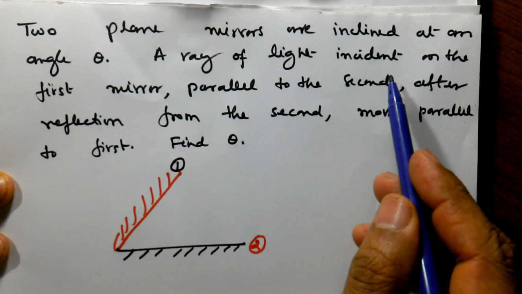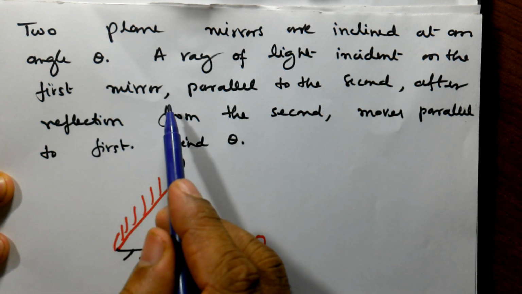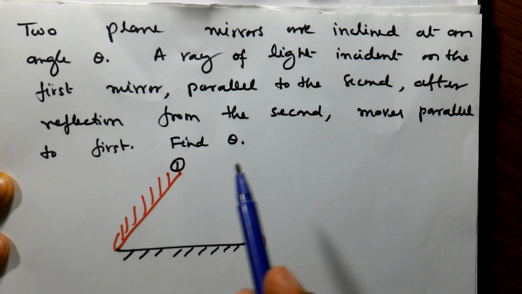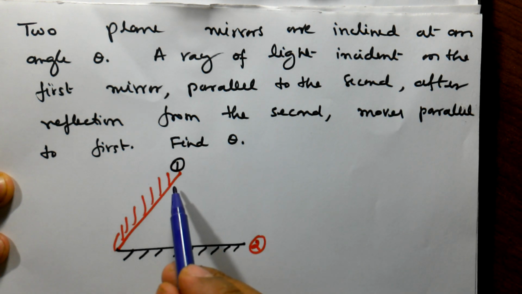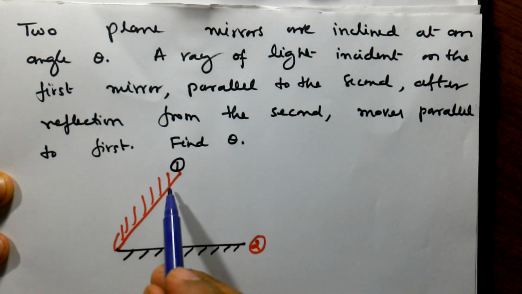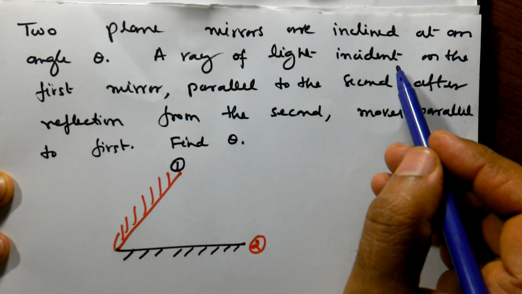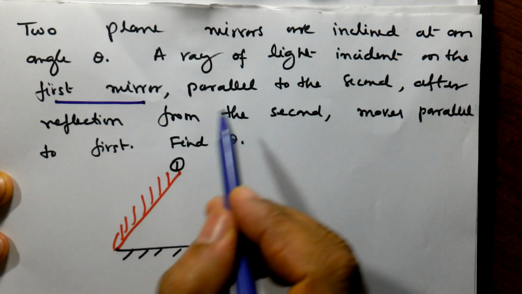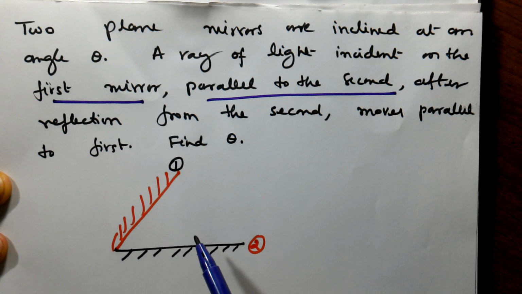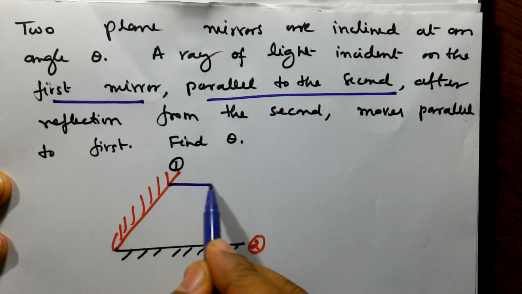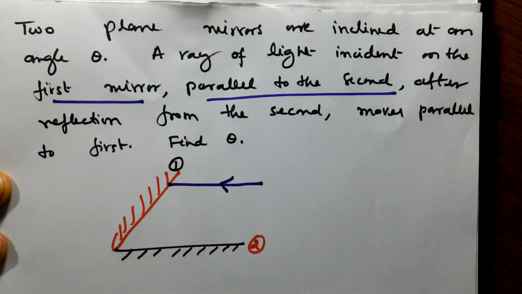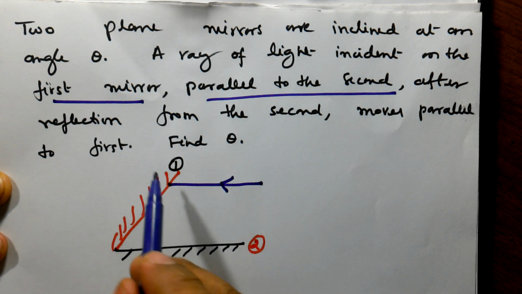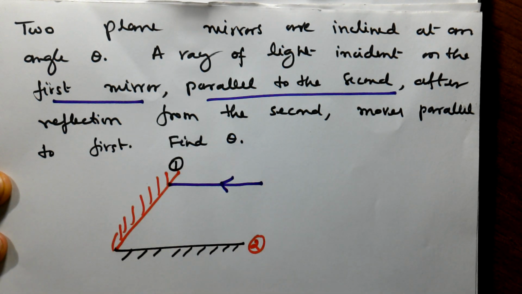A ray of light incident on the first mirror parallel to the second. You have to make a ray of light incident on the first mirror but parallel to the second mirror. We will split the sentences: parallel to the second but incident on the first mirror. Is it so? Very simple. Incident on the first but parallel to the second.